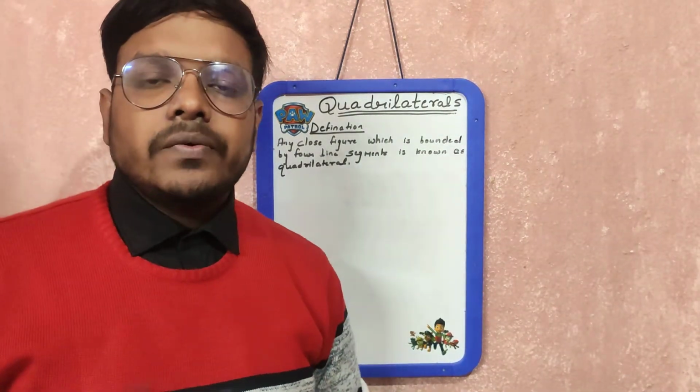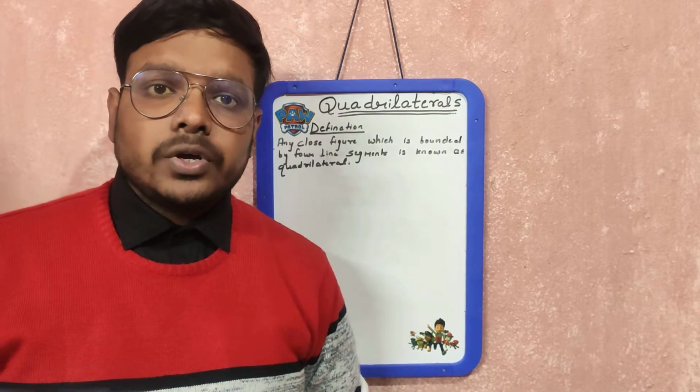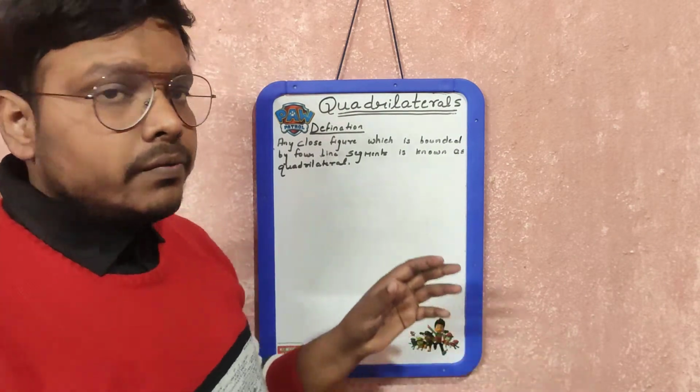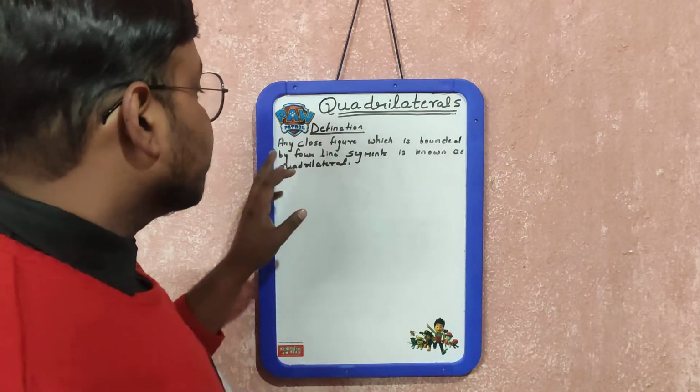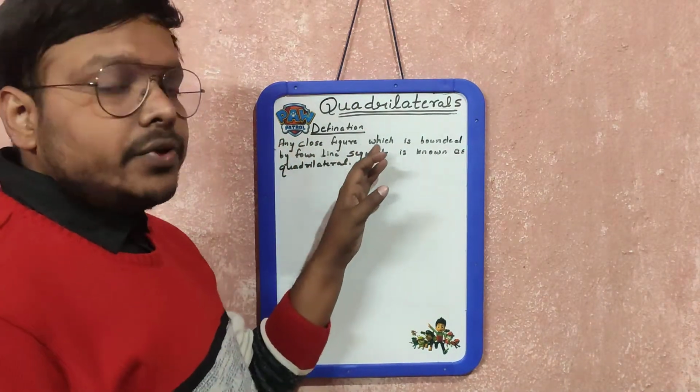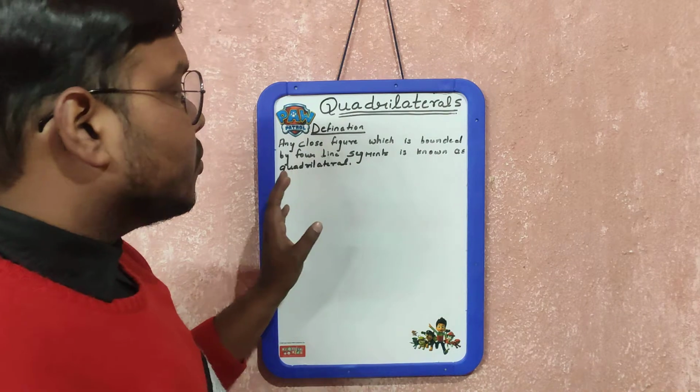Hello students, today we are going to cover the introductory part of quadrilaterals. So first of all, we are going to discuss definitions. Any closed figure which is bounded by four line segments is known as a quadrilateral.